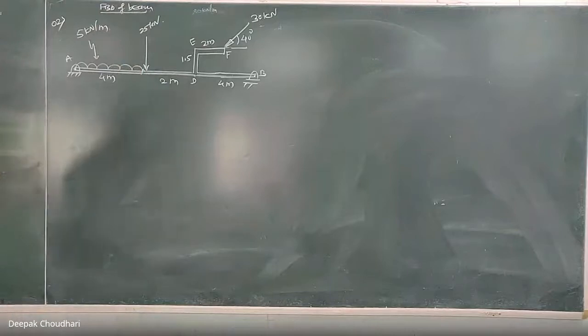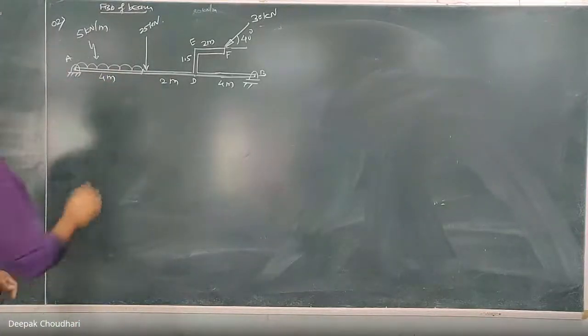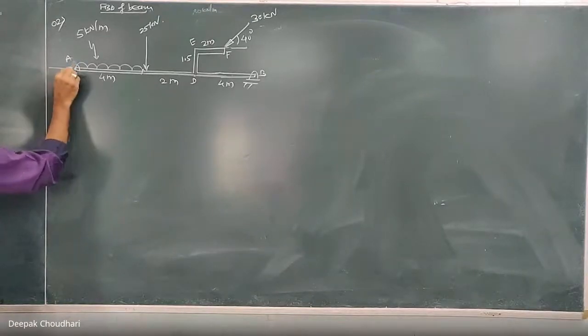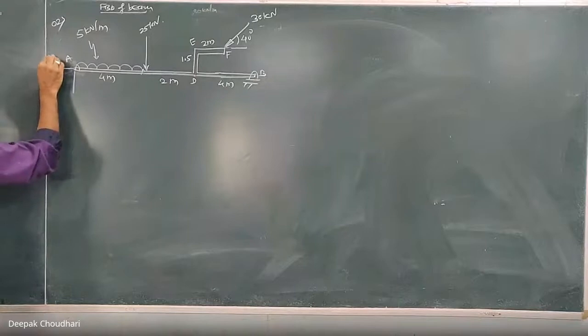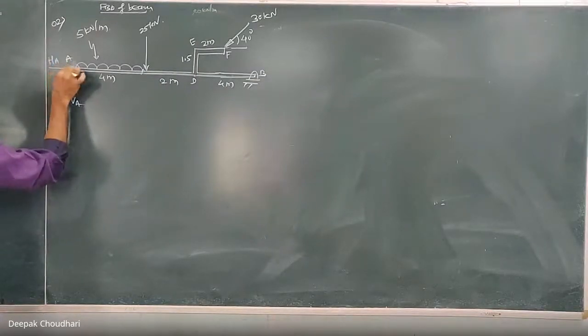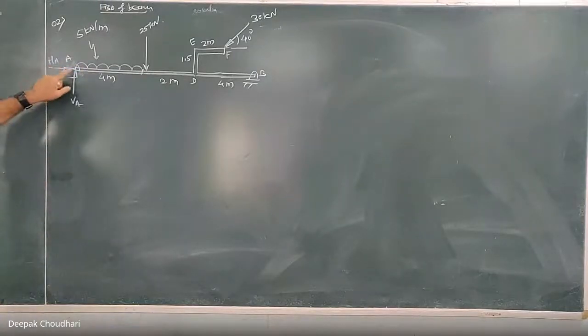Now, what do you have to do in the FBD? In the FBD, instead of the support, you have to show the support reaction. So instead of support A, the hinge, you are supposed to show two components of reactive force: the horizontal component HA and the vertical component VA. Let us assume HA is towards the right and VA is upward.